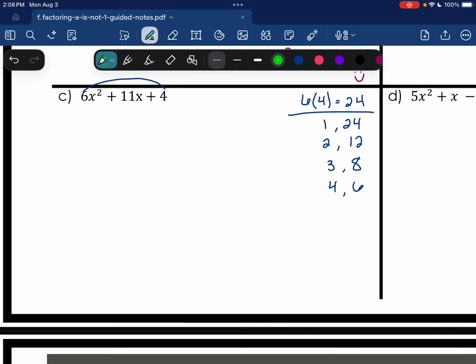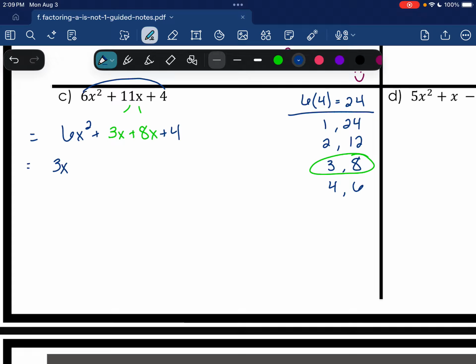And then we want the ones that add to 11, so it's going to be 3 and 8. So this will split up into 3x plus 8x plus 4, like so. Alright, so we're going to factor out a GCF from the first two terms.